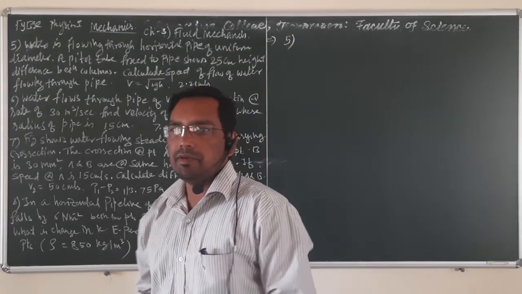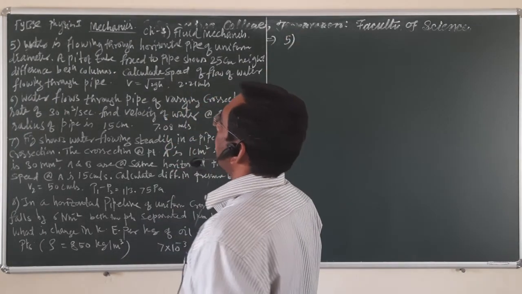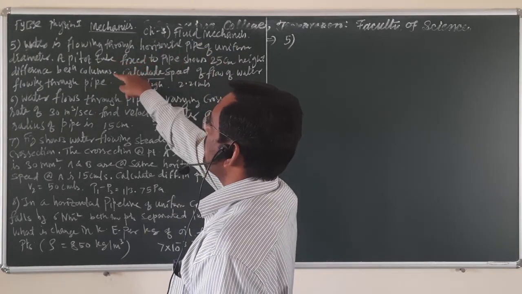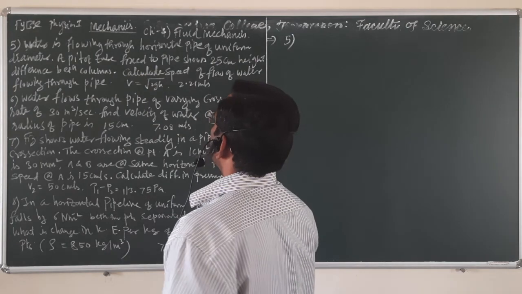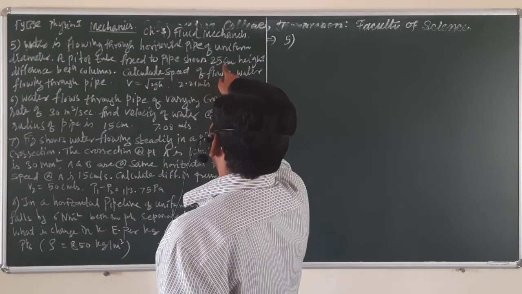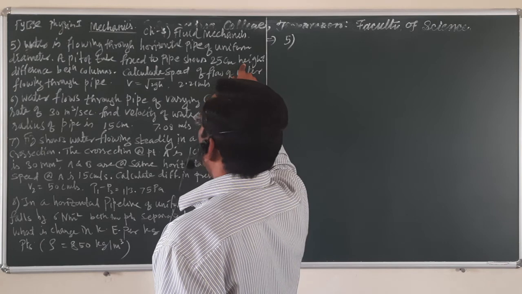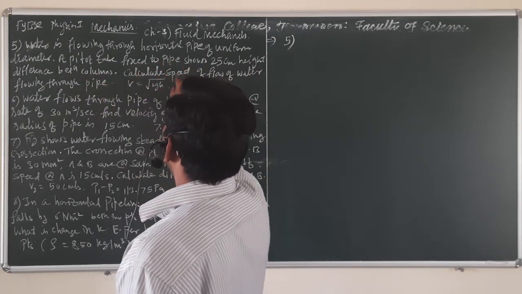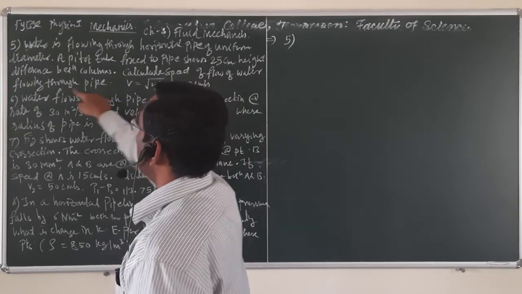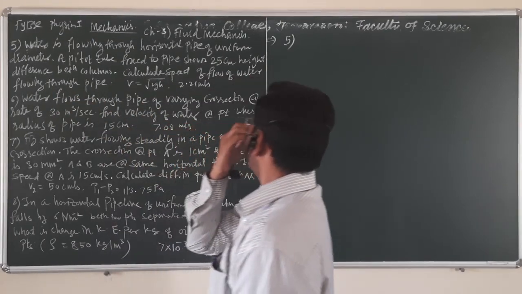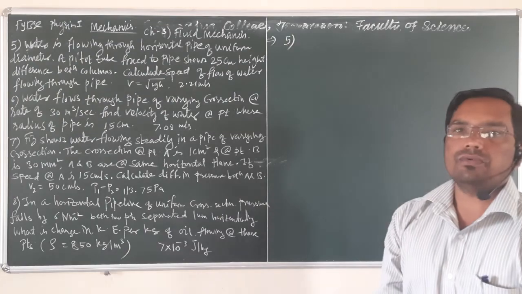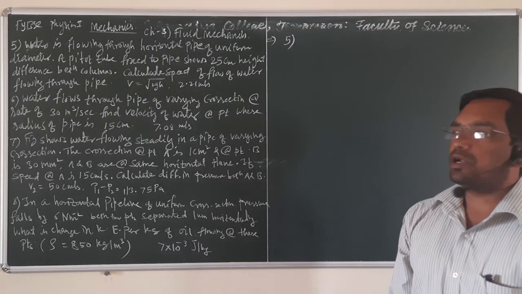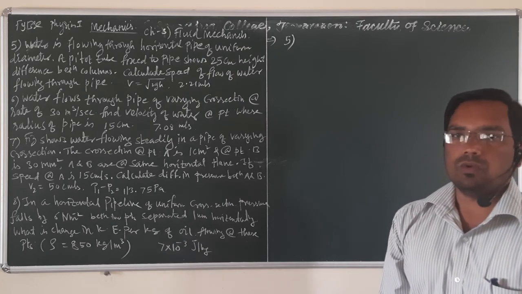So first of all, problem number 5. Water is flowing through a horizontal pipe of uniform diameter. A pitot tube fixed to the pipe shows a 25 centimeter height difference between its columns. Calculate the speed of flow of water flowing through the pipe. In the application of Bernoulli's equation, we have studied the pitot tube. So the pitot tube can be used to calculate flow.